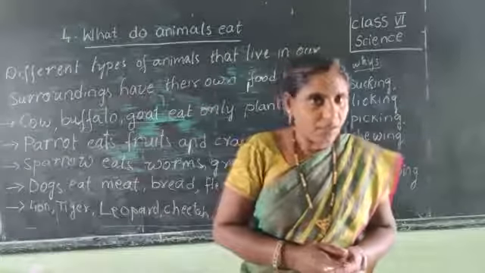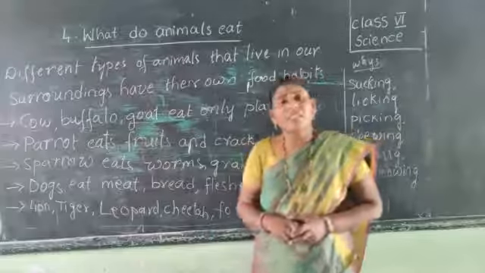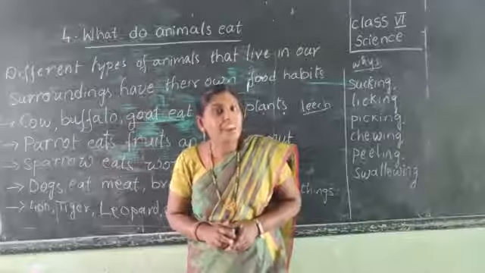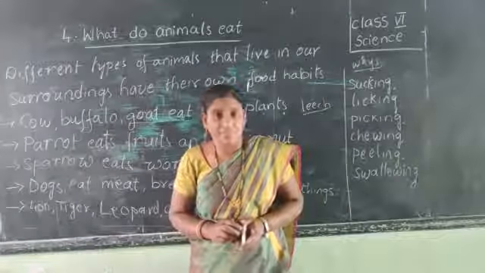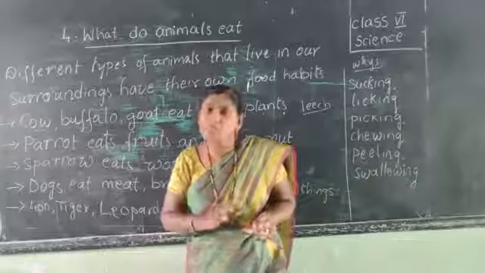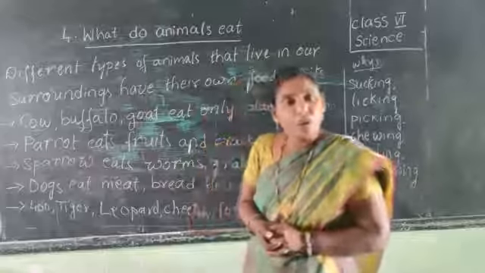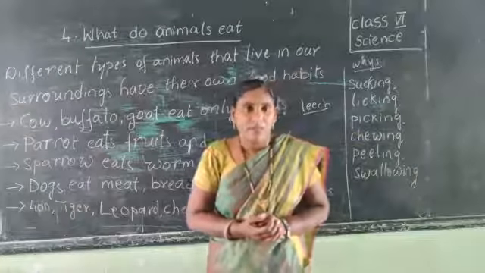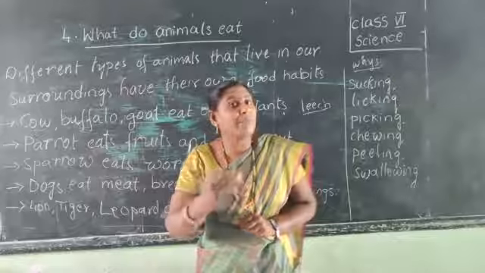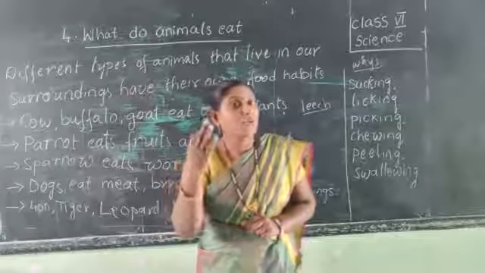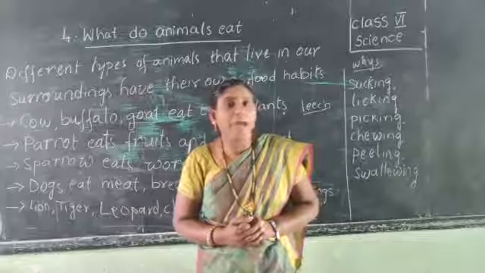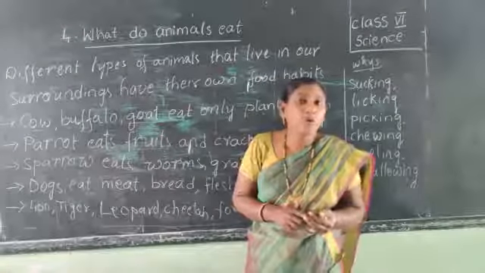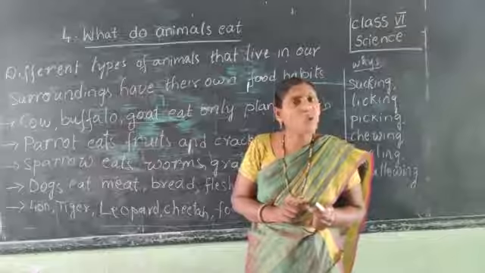Okay, children, so till now whatever we have discussed, some of the animals are eating grass. Some of the animals are eating other animals. And there are some animals which are eating both plants and animals. So what do we call them? Based upon the food habits, the animals are classified into 3 groups. They are herbivores, carnivores, and omnivores.